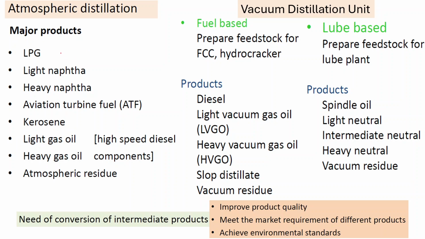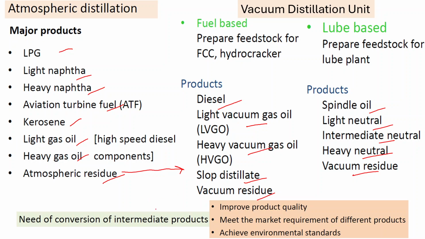Various products in the atmospheric distillation unit are LPG, light naphtha, heavy naphtha, aviation turbine fuel, kerosene, light gas oil, heavy gas oil, and atmospheric residue, which is taken to the vacuum distillation unit for further treatment. And the vacuum distillation unit gives two types of products. First is fuel based, and the second one is lube based. Fuel based is diesel, light vacuum gas oil, heavy vacuum gas oil, slop distillate, and vacuum residue. And the lube based is the spindle oil, light neutral, intermediate neutral, heavy neutral, and vacuum residue.